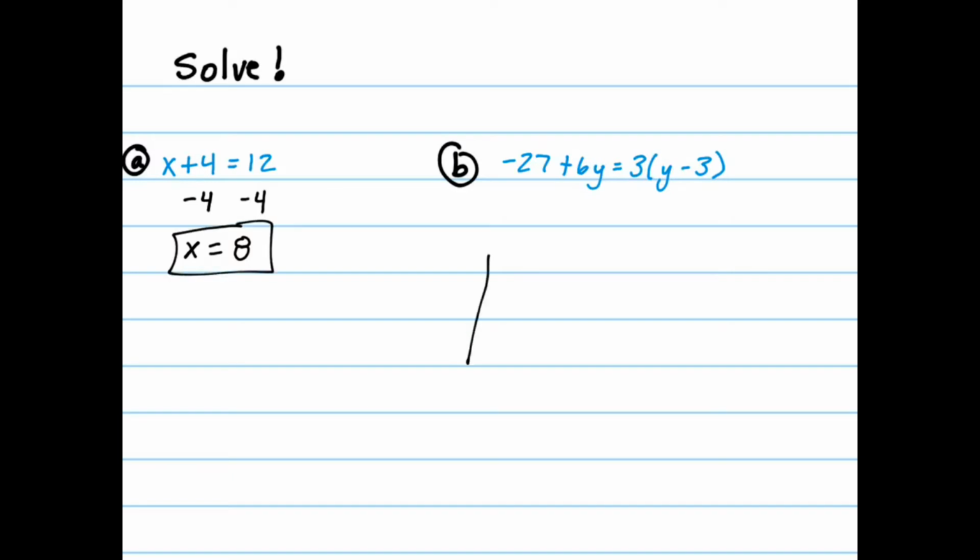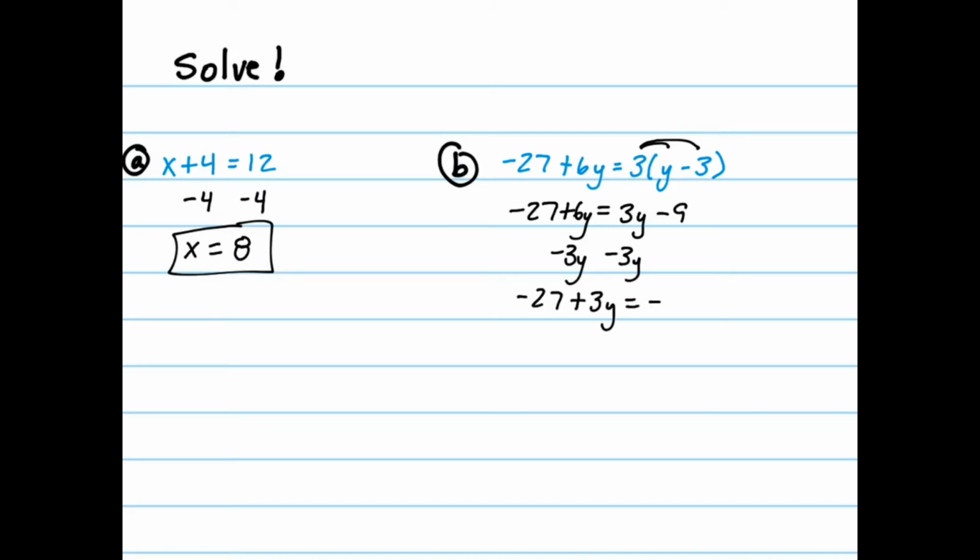Question B, same idea. We're looking to solve for the variable, in this case, y. I have negative 27 plus 6y equals 3 times the quantity y minus 3. So I'll start the solving process. I'm going to distribute this 3. So 3y minus 9 now equals negative 27 plus 6y. Let's get the variables to one side, constants to the other. So to do that, I'll subtract 3y from both sides to bring my y's to the left. Negative 27 plus 3y equals negative 9.